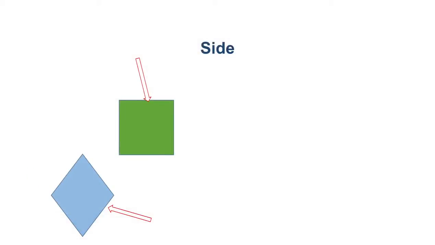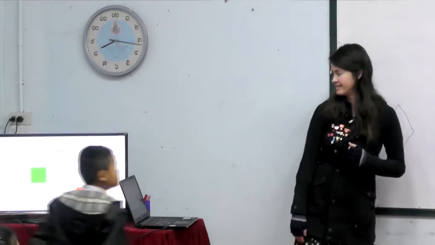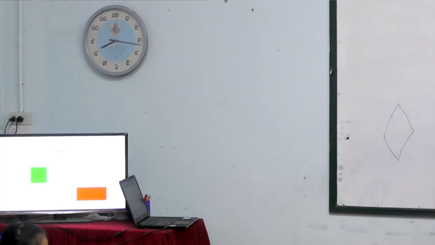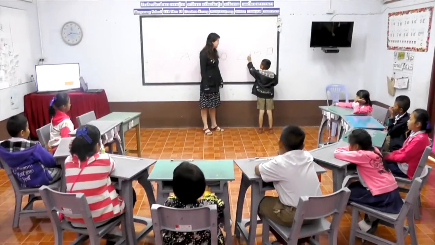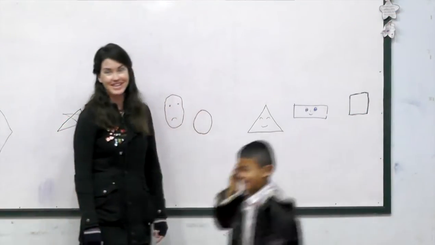Great work. So the sides are all of the edges here, everything that's around that shape. What about our rectangle? Who can show us the sides on our rectangle? Come show us. We looked at the rectangle already, but that's cool. There's one. There's another one. There and there. Very nice.